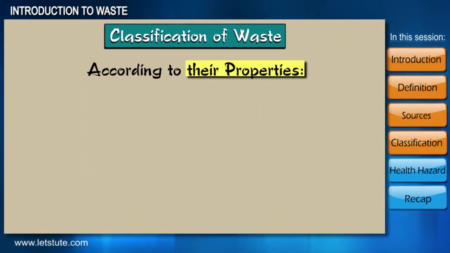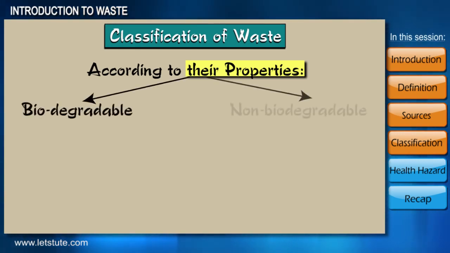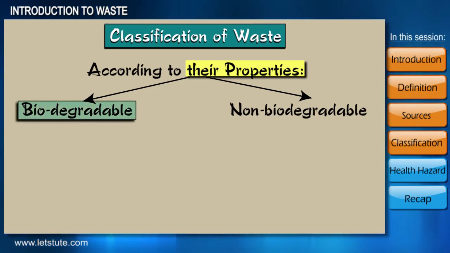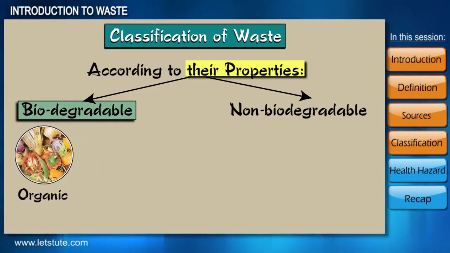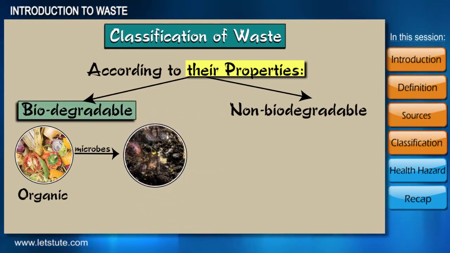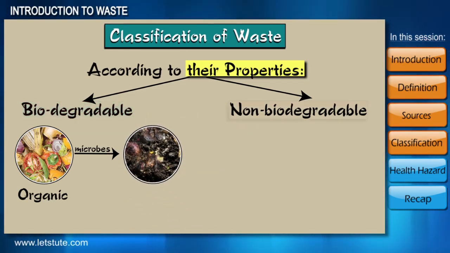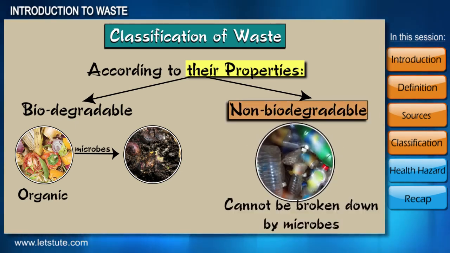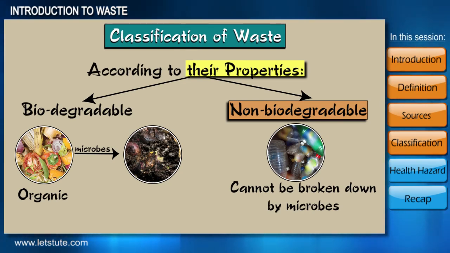According to their properties, waste can be classified as biodegradable and non-biodegradable. Waste that is organic, the one which can be easily broken down by the action of microorganisms over time, is called biodegradable waste. Whereas the non-degradable wastes are the ones which cannot be broken down by microorganisms and will remain on the earth for years until we properly manage them.